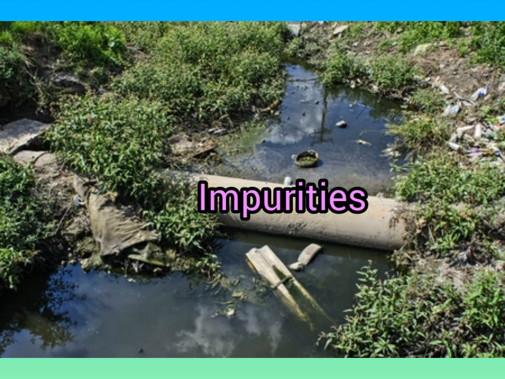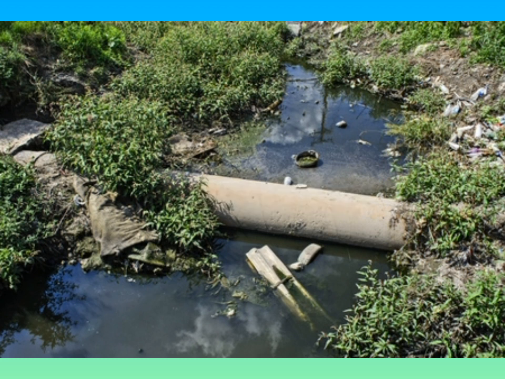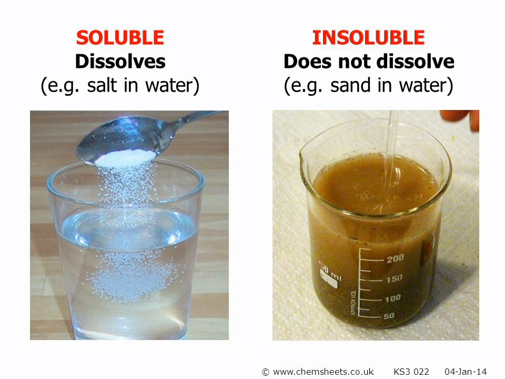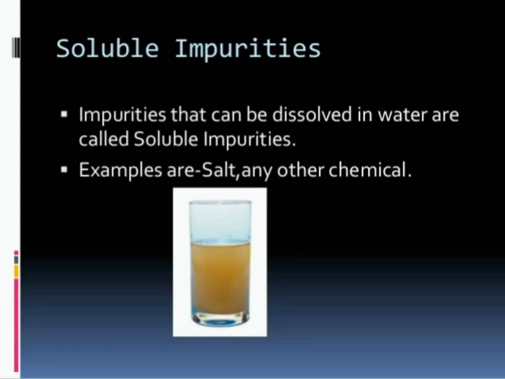These substances are called impurities. Impurities are of two kinds. One is soluble impurities and the other is insoluble impurities. What are soluble impurities? Here, soluble means which dissolves in water. So, which are all the substances which dissolve in water? They are common salt, sugar, milk, etc. So, they cannot be separated again from water.